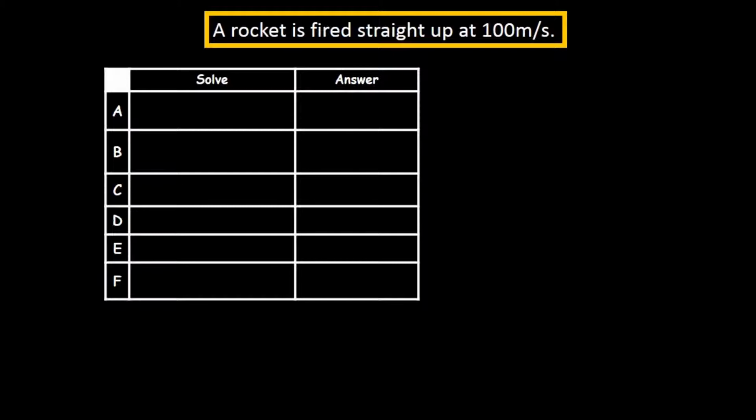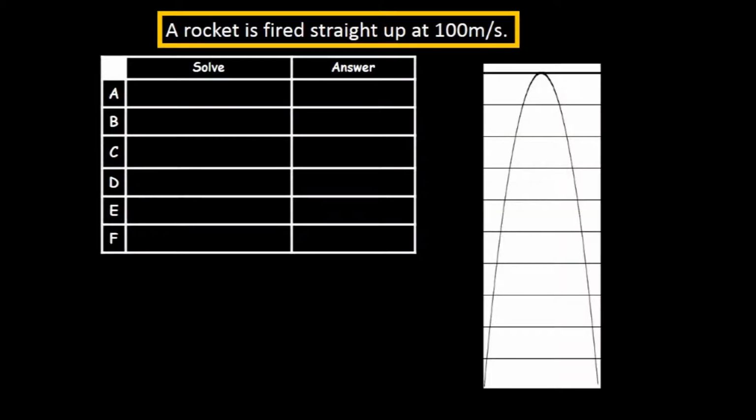Okay. A rocket is fired straight up at 100 meters per second. I want to solve for A through F. That's going to be the trajectory. It's going to go up and then it's going to go down. Now, that drawing is not drawn to scale relative to distances. It might be in terms of time, 1 second, 2 seconds, 3 seconds, 4 seconds, 5 seconds, etc. But it's not drawn to scale in terms of changes in distance. Clear? In a few slides we'll look at that.